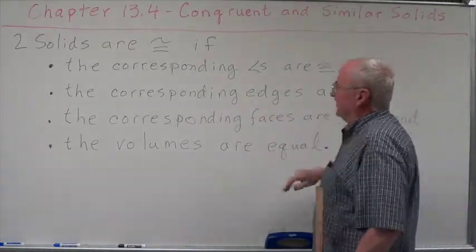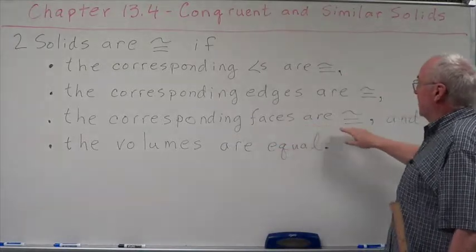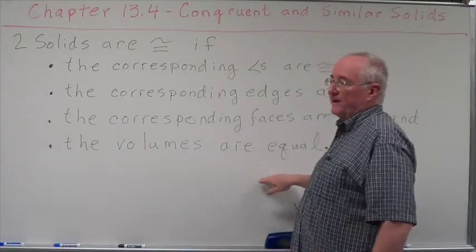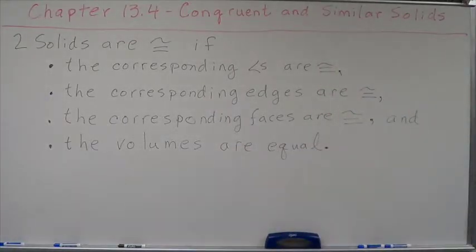Corresponding edges are congruent. The corresponding faces are congruent. And the volumes are equal. In other words, everything about those two solids is the same. Same shape, the same size, the same volume. We pour something into it, we can pour it from one to the other without losing any, without putting any more in. The area of the faces is all the same. The surface area is the same. The perimeters are all the same. Everything is the same. That's what congruent means.